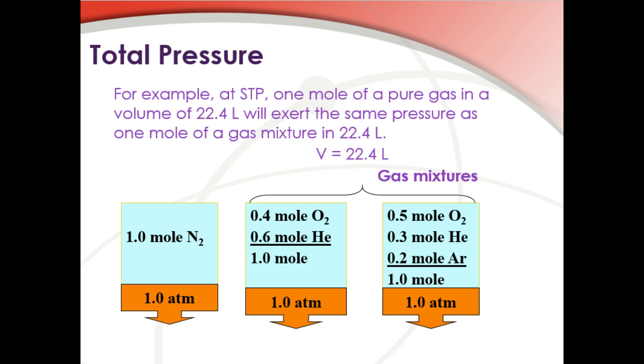For example, here we have a bunch of mixtures of gases. Each of these mixtures is equal to 1 atmosphere, but each one is composed of different amounts of gases. So this gas here is 20% argon, 30% helium, 50% oxygen by molar percentages. And so the total pressure, 1 atmosphere, would be 0.5 atmospheres of oxygen, 0.3 atmospheres of helium, and 0.2 atmospheres of argon.